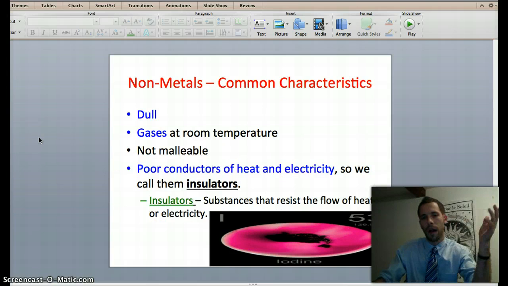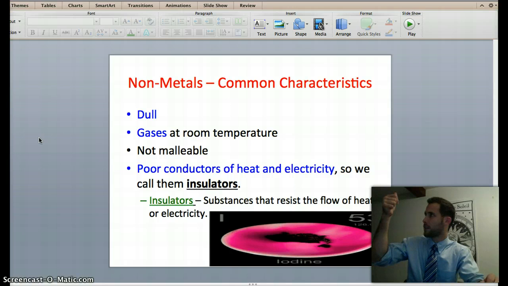The other thing we deal with are nonmetals. And these are things that we experience in our day-to-day lives as well. Oxygen in the air, right? They're dull. They're gas at room temperature. They're not malleable, so you can't adjust them, and they don't really conduct heat or electricity.